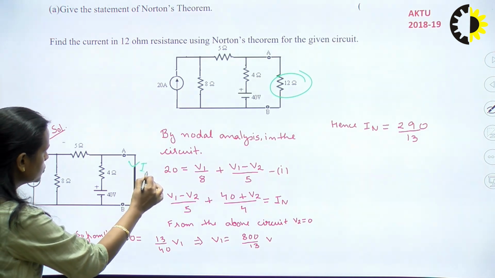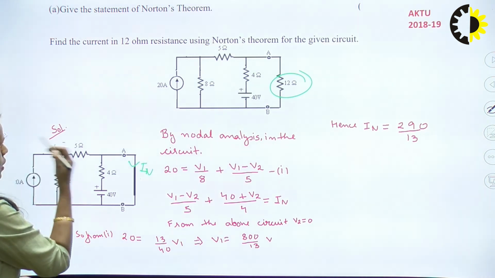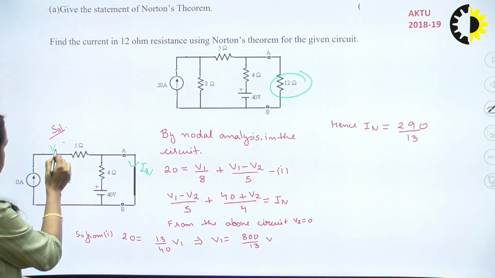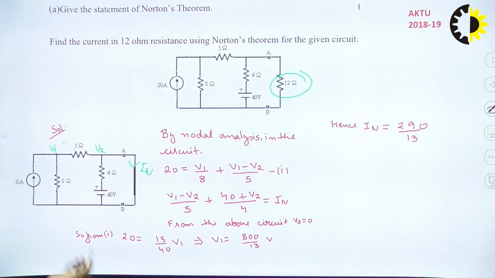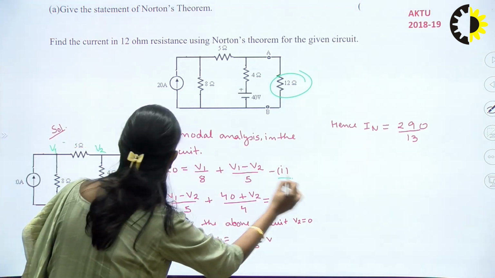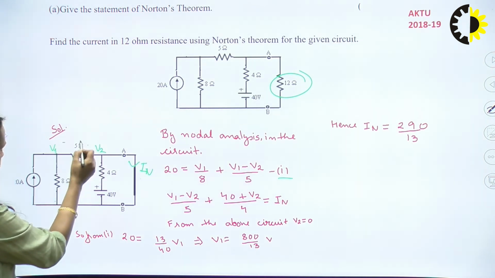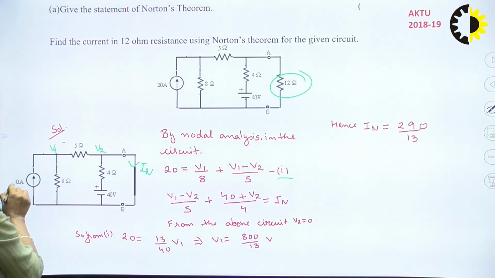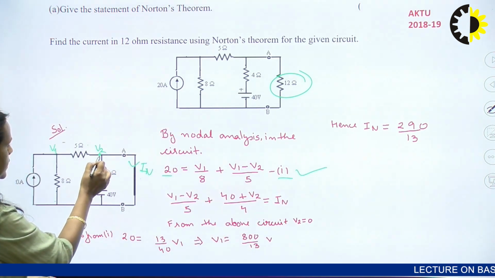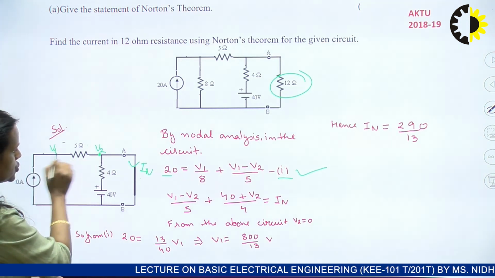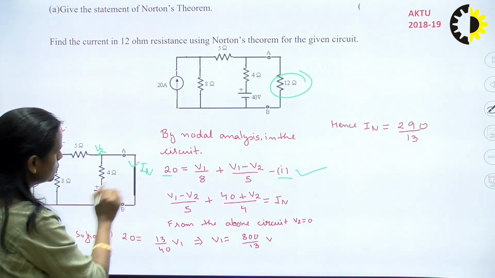The current flowing through this is nothing but the Norton current. Here we apply the nodal analysis. Suppose here V1 voltage is here, here V2 voltage is here. After writing the equation, this is equation 1: V1 by 8 and (V1 minus V2) by 5 will be equal to 20 ampere. And for writing the equation for this node, (V1 minus V2) by 5, then (40 plus V2) by 4, this will be equal to IN.